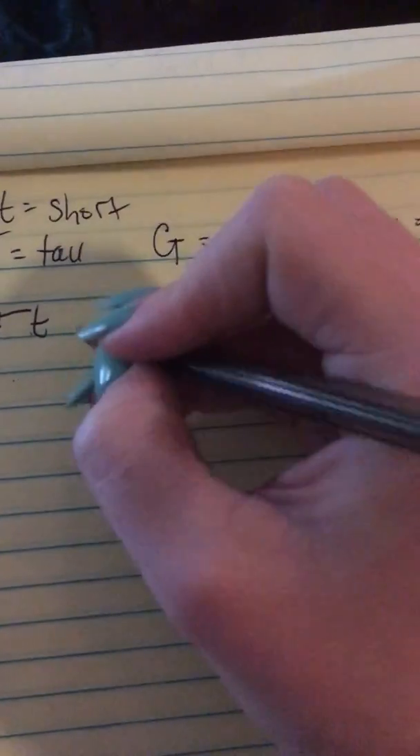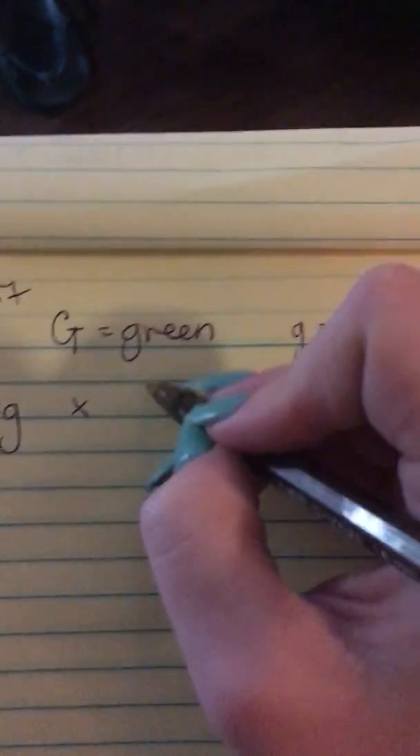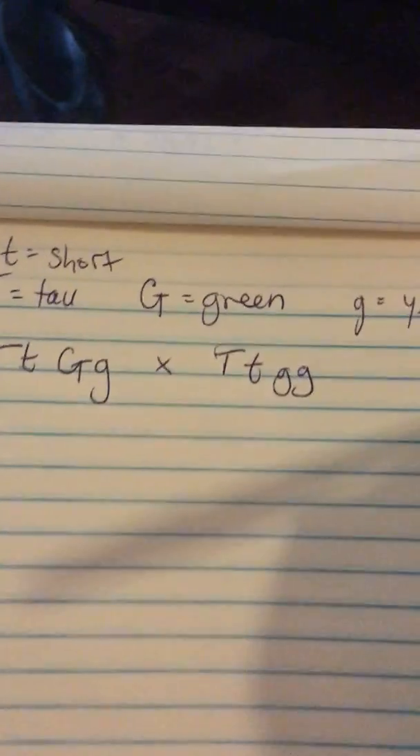If we have T's for tall, a big T equals tall and a little t equals short, and we have a G for green, right? And a little g will equal yellow. So if we have one parent who's big T, little t, big G, little g, being multiplied by a parent who is big T, little t, little g, little g, right?